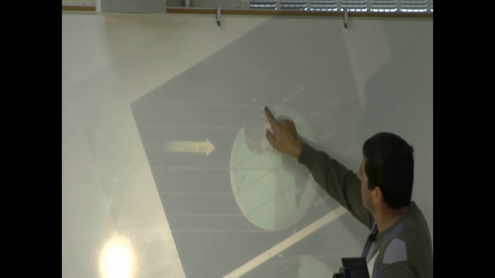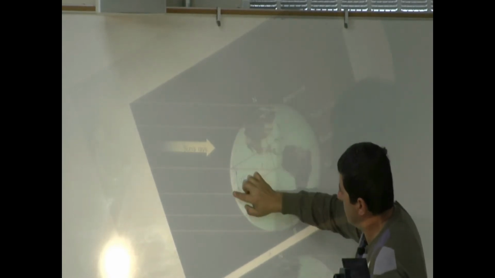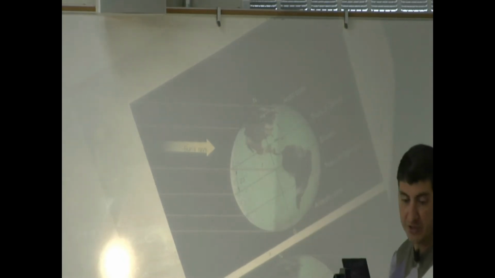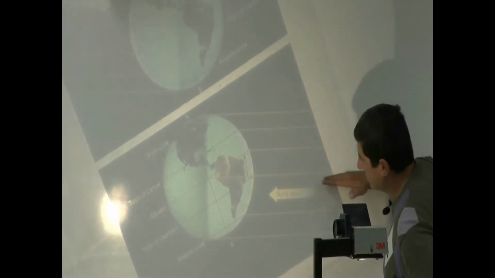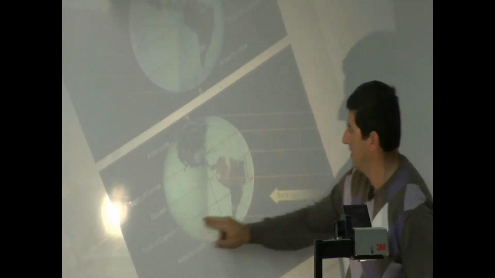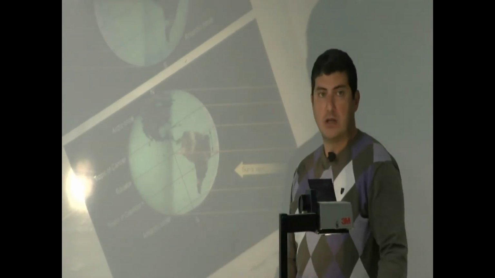Over here, the sun's rays are coming at a much more spread out angle. On December 21, the Earth is tilted this way. The most direct rays are coming to the Tropic of Capricorn. Opposite situation.